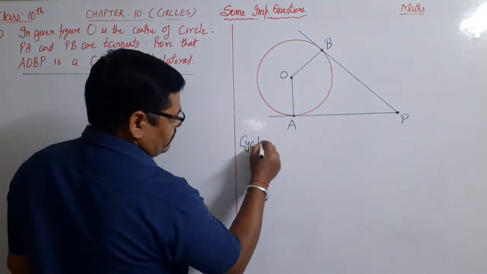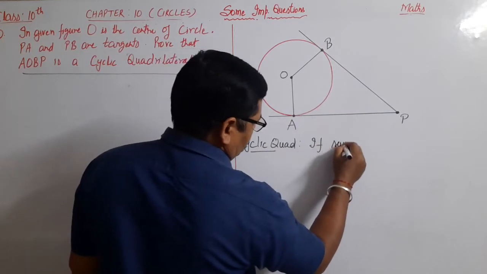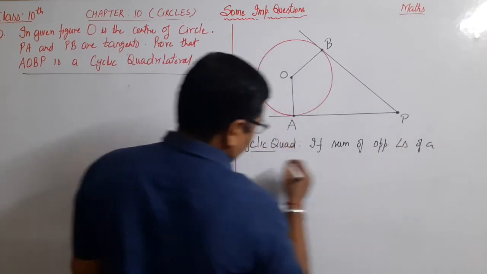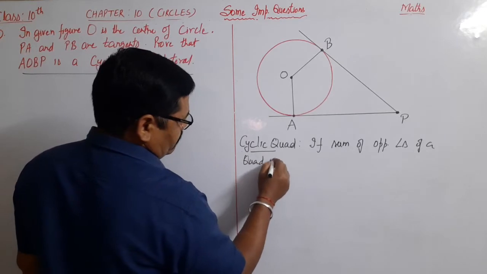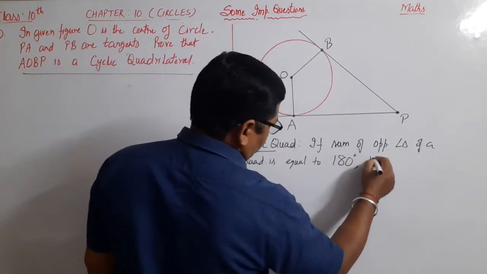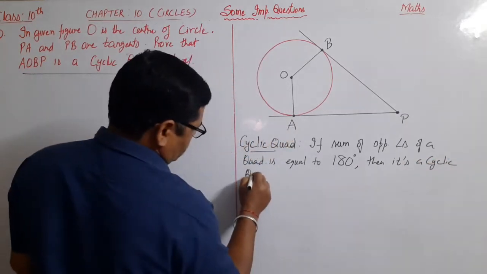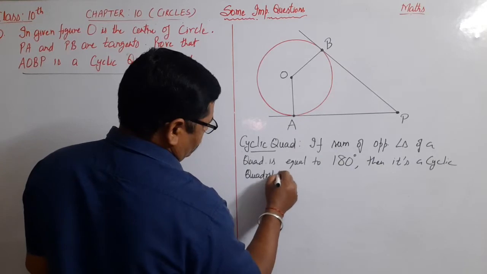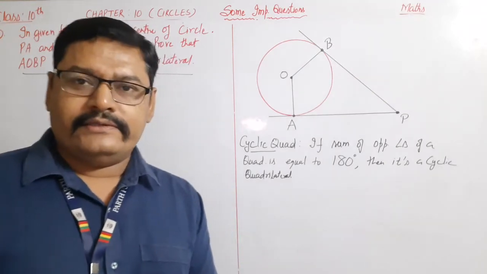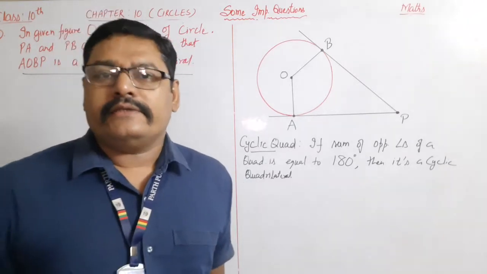Cyclic quadrilateral क्या होता है? If sum of opposite angles of a quadrilateral is equal to 180-degree, then it is a cyclic quadrilateral. ऐसे क्वाड्रिलेटरल के चारों वर्टिसेस किसी ना किसी सर्कल की सर्कमफ्रेंस पे होते हैं. Therefore we say that is a cyclic quadrilateral.